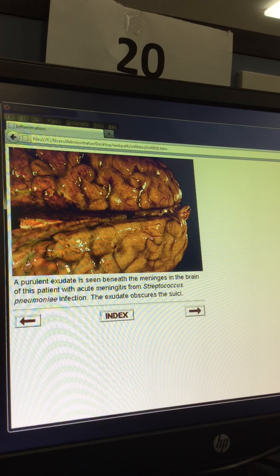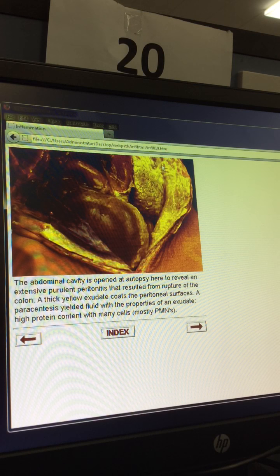And here is the meninges. We can see there is an exudate obscuring the sulci, so we can think about Streptococcus pneumoniae that can cause this one beneath the meninges. Here is an extensive exudate, and it is yellow in color, so we can think about purulent, which is infection, and it is composed mainly of neutrophils.